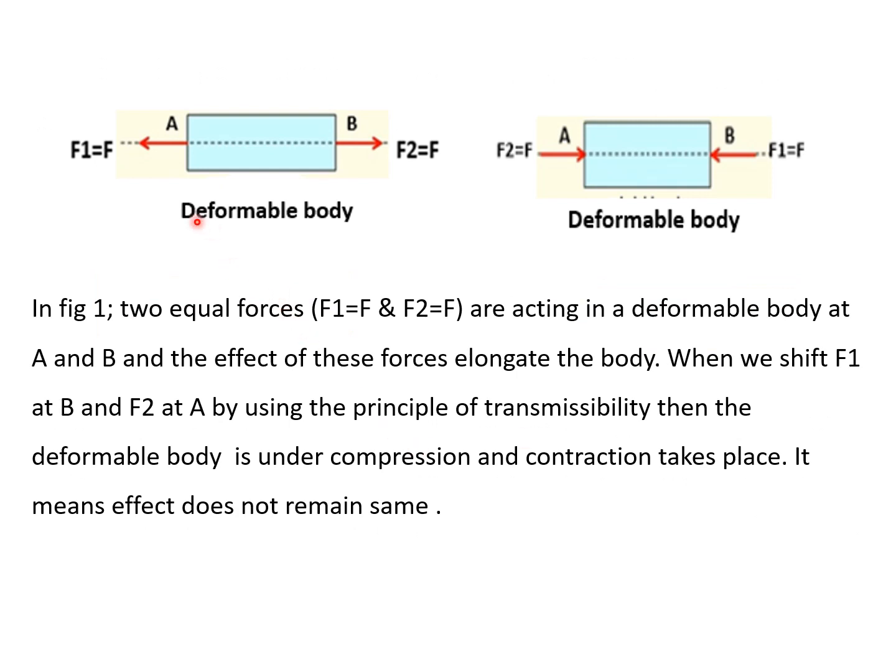But now if we apply these two forces to a deformable body, you see in the first case the effect of these two forces is actually to elongate the body, because that particular body is under tension. But when we shift these two forces, the force F1, which is acting at A, is shifted to B by keeping the same line of action, and the force F2, which is acting at B, is shifted to A by using the principle of transmissibility. But now see in the second case, the body is under compression and it contracts. So in the first figure, the body is under tension and elongates, and when we shift these two forces by using the principle of transmissibility, the body is under compression and it contracts. So the effect does not remain the same, and that is the reason why the principle of transmissibility is not applicable to a deformable body. It is only applicable to a rigid body.